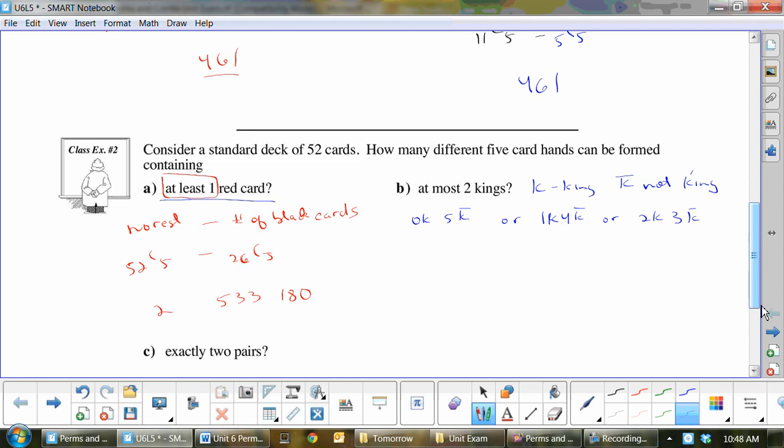So, how would I pick 0 kings? 4 choose 0. Good. And 5 not kings: 48 choose 5. So I could do that possibility. Or I could do 1 king, which is 4 choose 1, and 4 non-kings, 48 choose 4. Or I could do 2 kings, 4 choose 2. And 3 non-kings would be 48 choose 3.